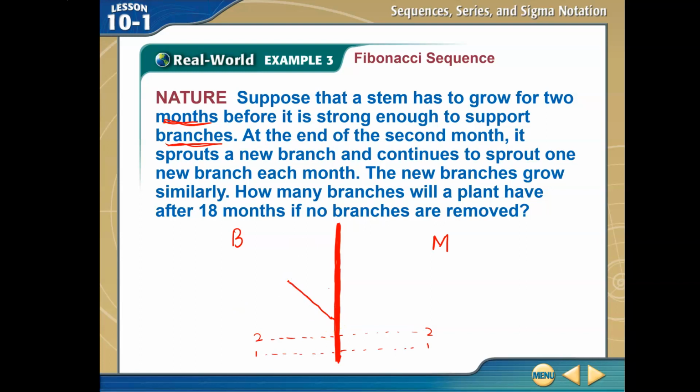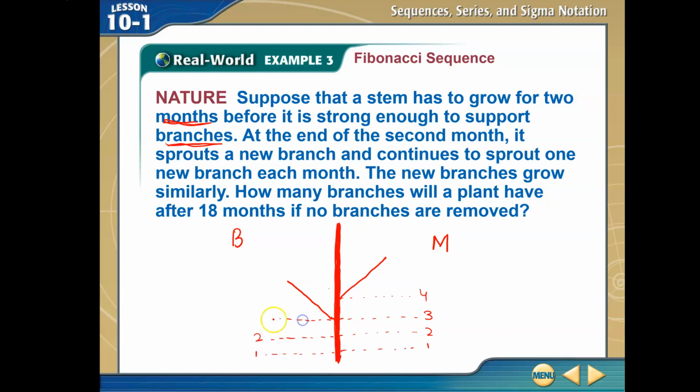One more branch. Now if you have one more branch, it sprouts a new branch and continues to sprout one new branch each month. So every branch means you have a new one next month. Let's say this is the third month and you have one new branch. In the fourth month, you have another branch, okay?